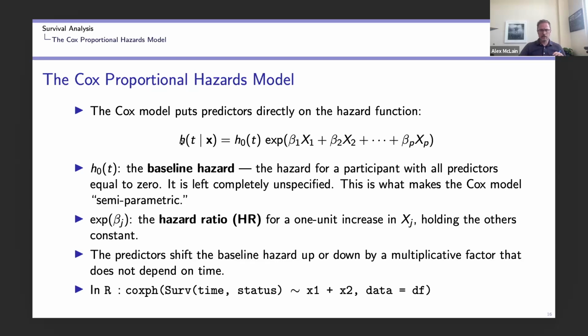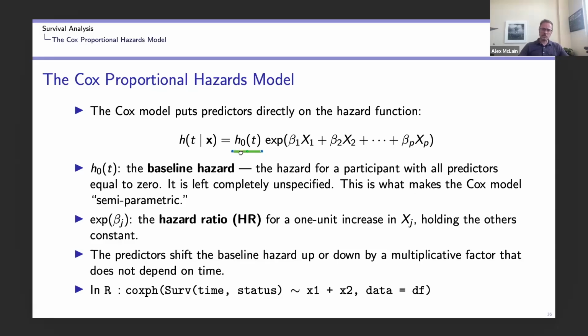And particularly, the log hazard function is a linear function of the predictors that we have in our model. How do we model the hazard function? We start with the baseline hazard rate. So this is the hazard rate for participants when all the predictors are equal to 0.